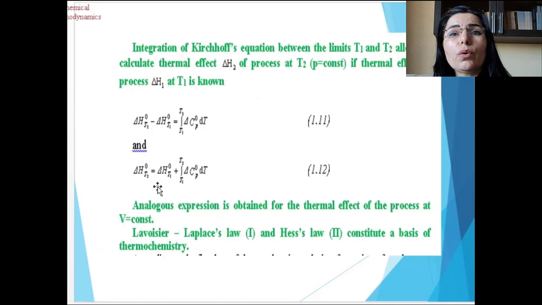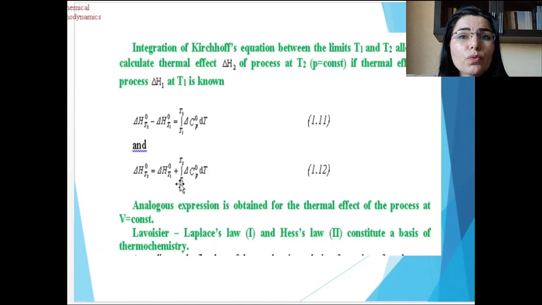Integration of Kirchhoff's equation between the limits T1, T2 allows us to calculate the thermal effect delta H2 of processes at T2, where pressure is equal to constant, if the thermal effect of the processes delta H1 at T1 is known. An analogous expression is obtained for the thermal effect of the processes at V equal to constant.